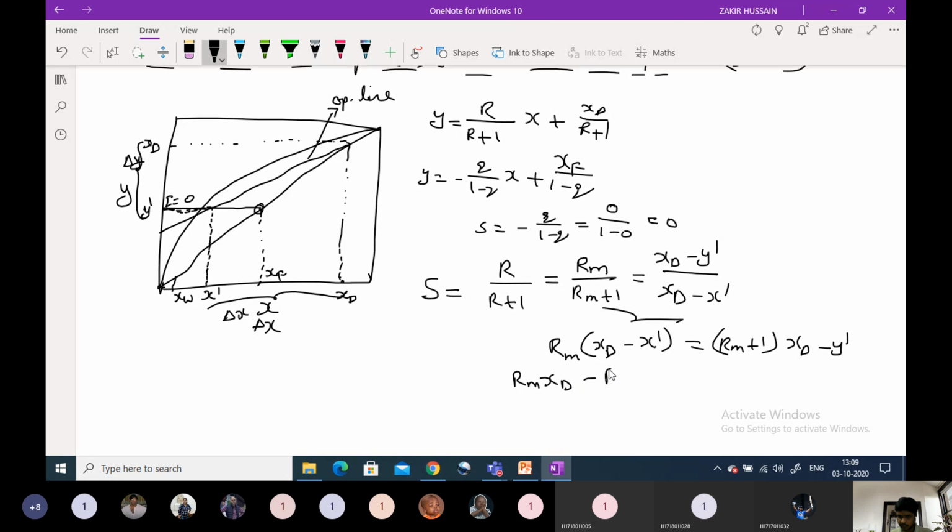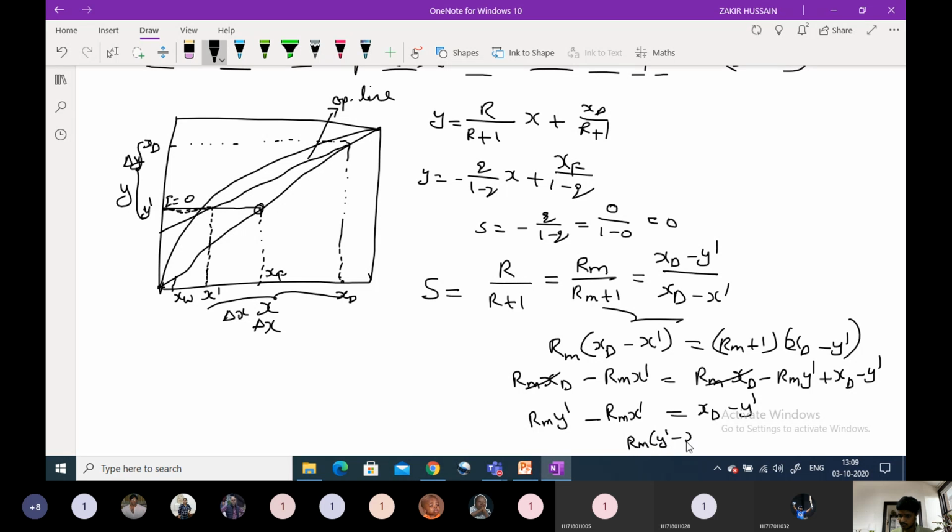Rm into xd minus Rm into x dash is equal to Rm into this one xd minus Rm y dash plus xd minus y dash. So this Rm xd and this Rm xd will be cancelled out. Here left out is Rm x dash, which is minus. So this Rm y dash we will bring this side. So Rm into y dash plus Rm into y dash is equal to, left out is xd minus y dash. Therefore, we can take common Rm, y dash minus x dash is equal to xd minus y dash.